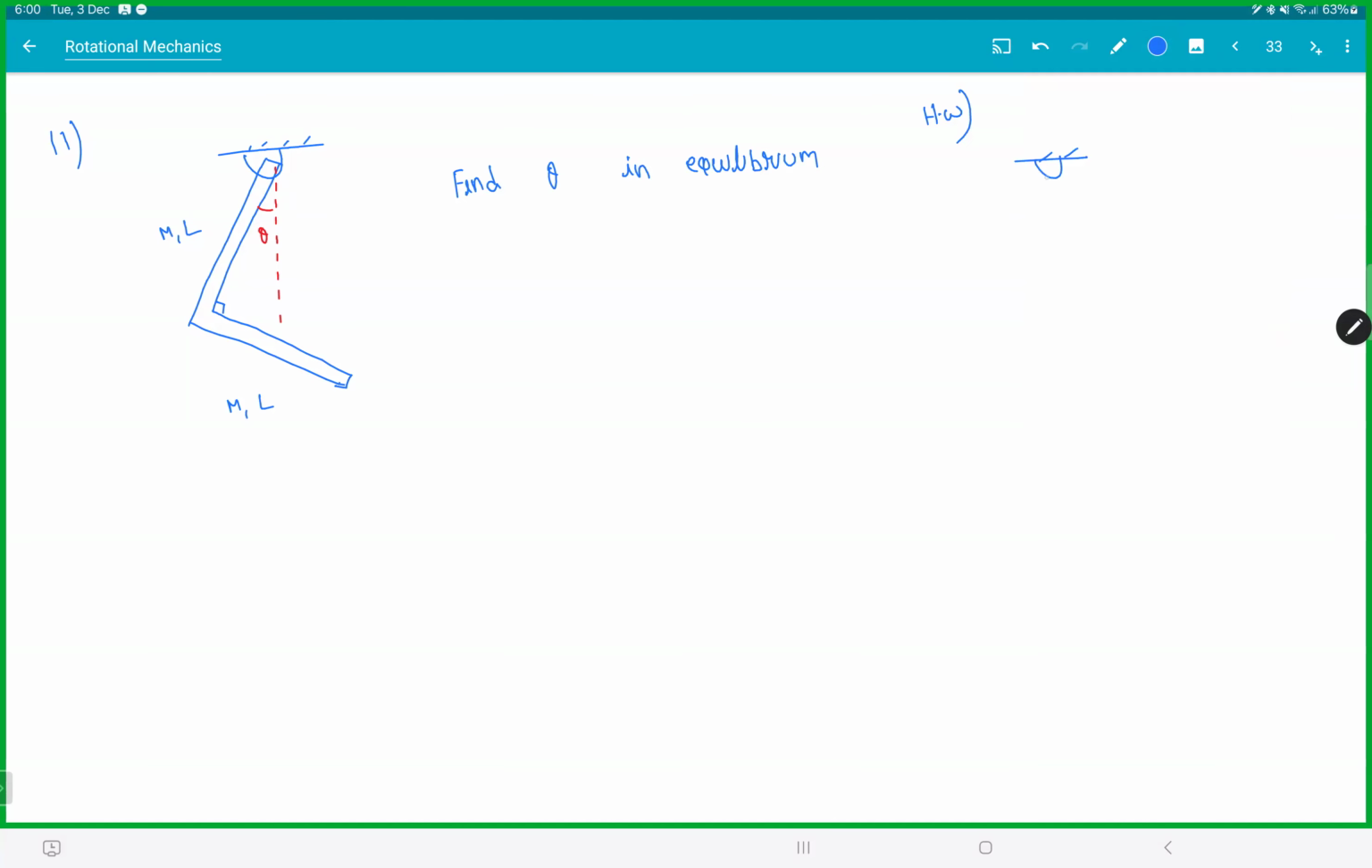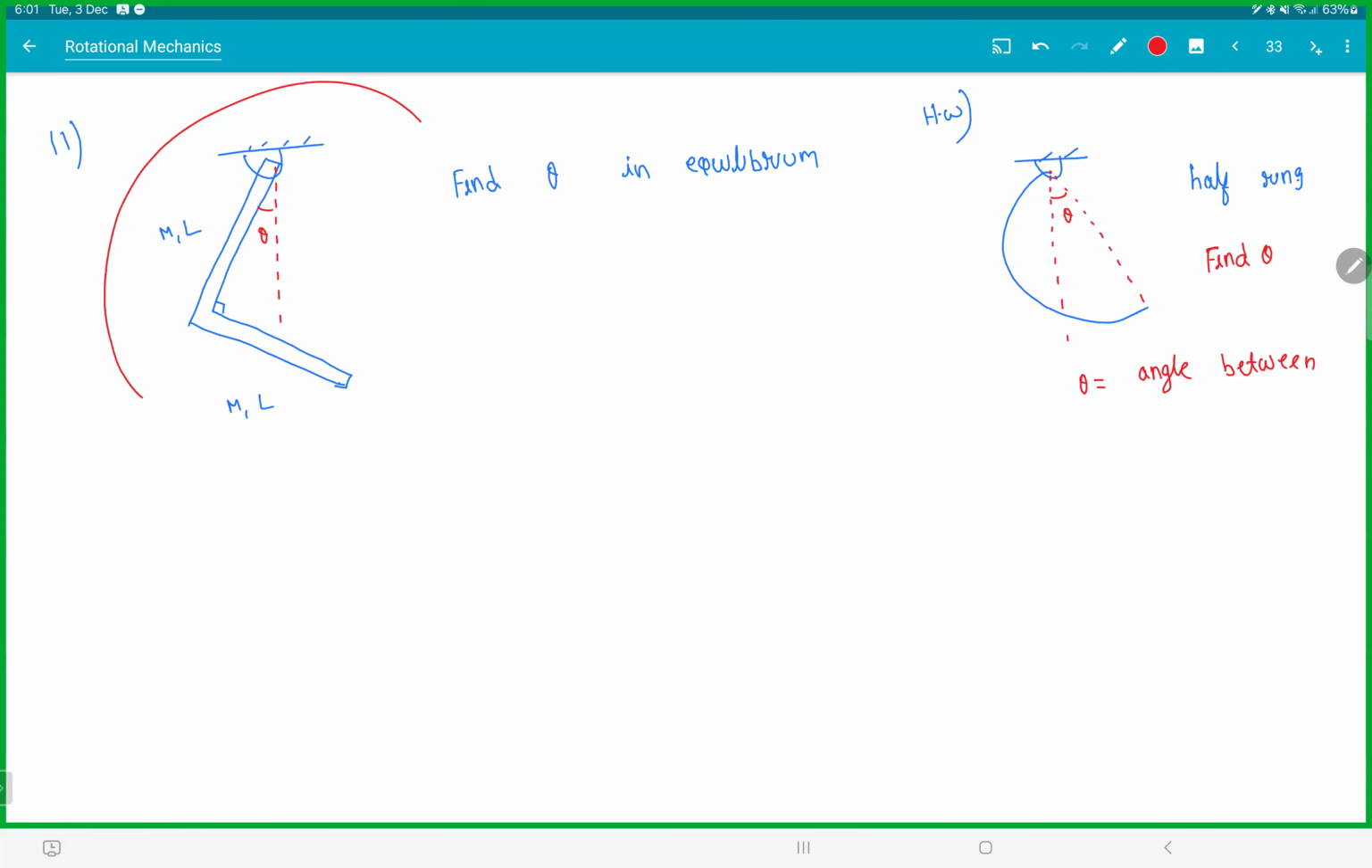Same thing, you could also do this with a semicircular ring. If you have a half ring, I'll give you that as homework, you can try. If you put one end here, something like this would be theta. Theta is the angle between the vertical and the diameter. Both questions are based on a similar concept.